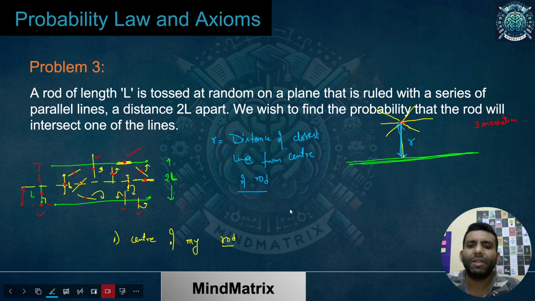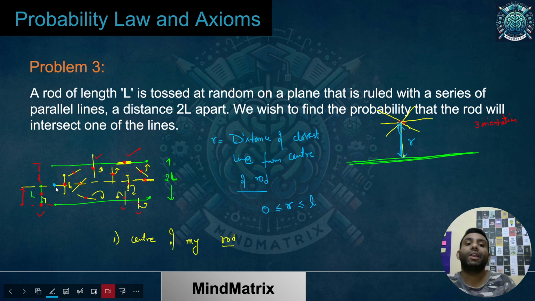Now you can tell me what is the range of r possible, what is the value of this distance possible. So you can see in whatever position you put it, the maximum distance possible is always L, and the minimum distance possible for r is 0. When the center point comes on this line, then the distance is 0. And when I'm talking about the maximum distance, then it can go up to L. If the center comes over here, then I'll say the maximum distance is L.